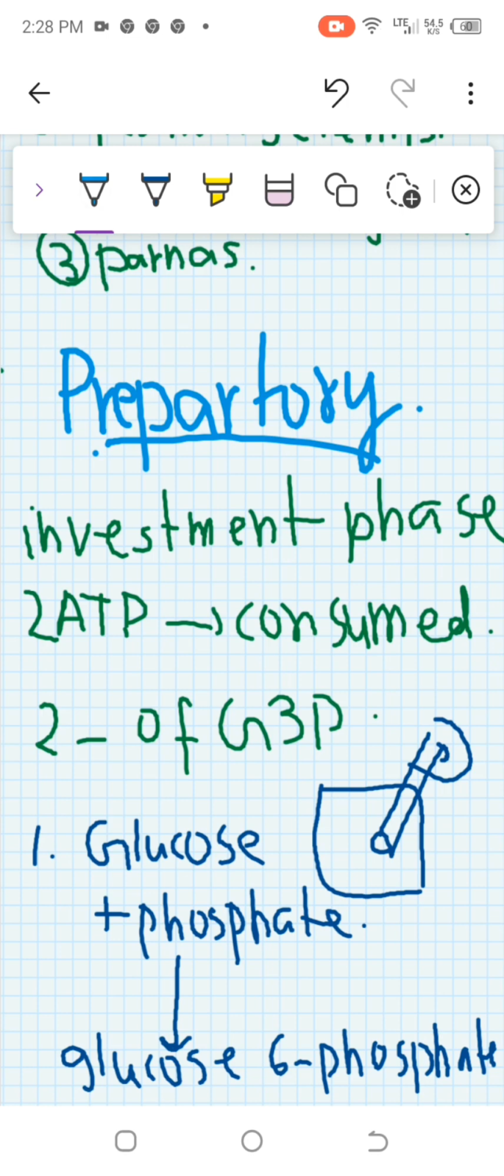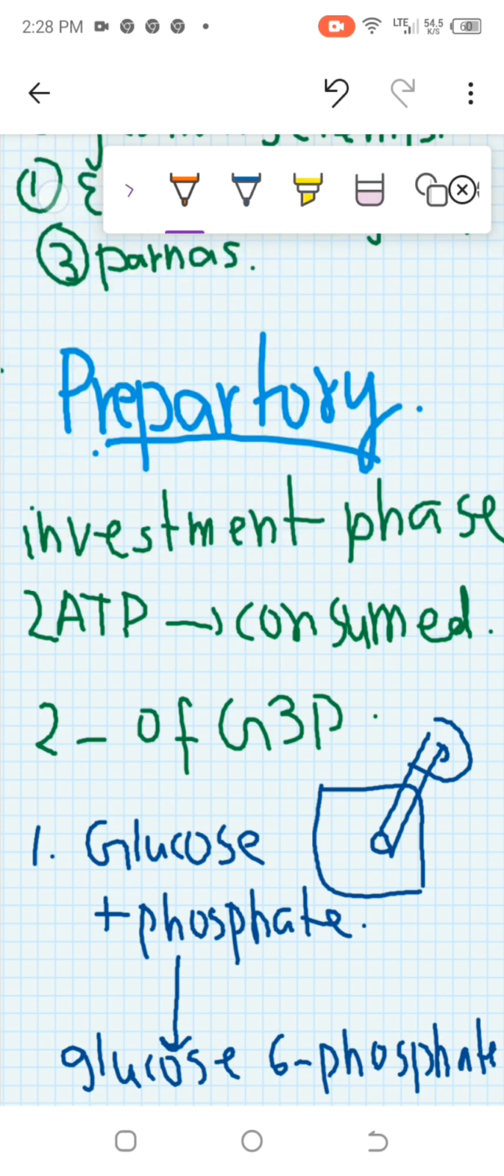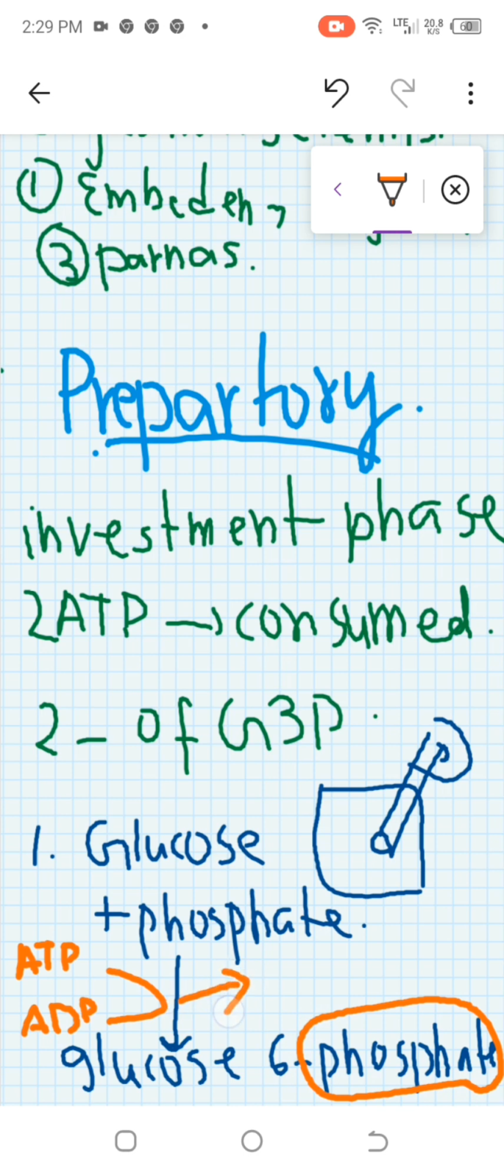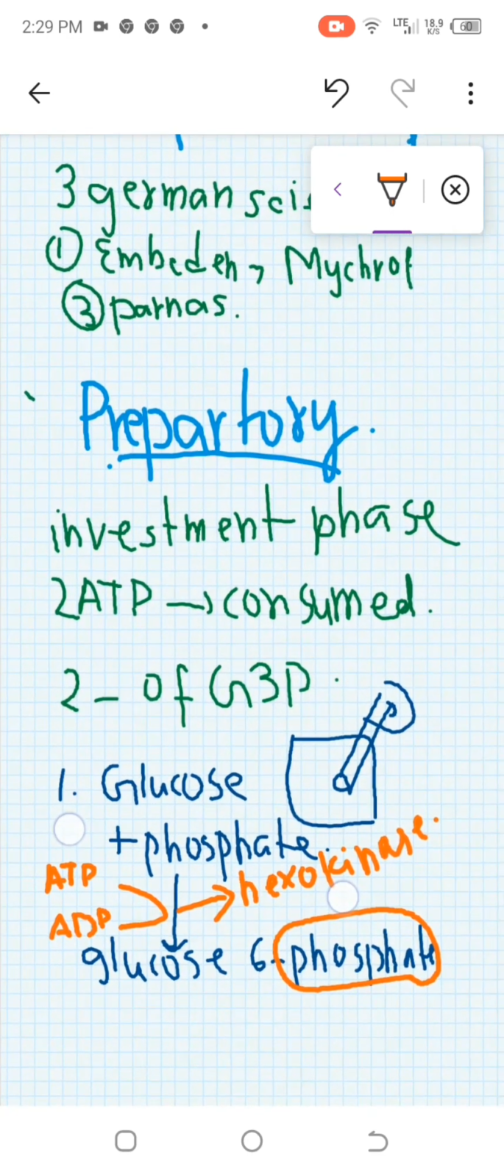So where does this phosphate come from? Here ATP breaks down and converts into ADP, and we get one phosphate. This is done by the enzyme hexokinase. Hexokinase. Fine. I hope the first step is clear to you guys.